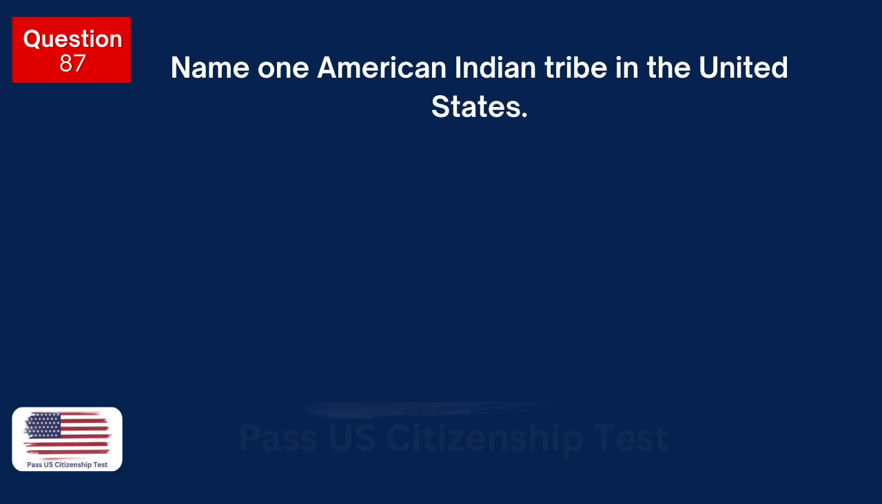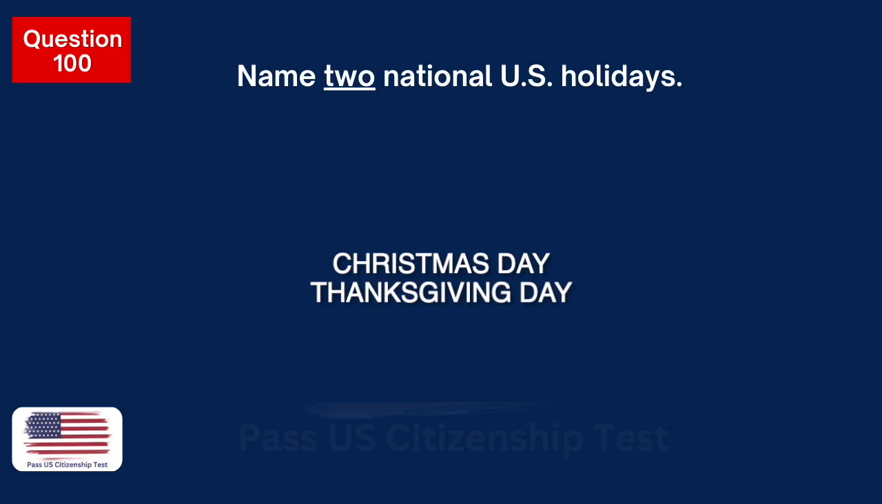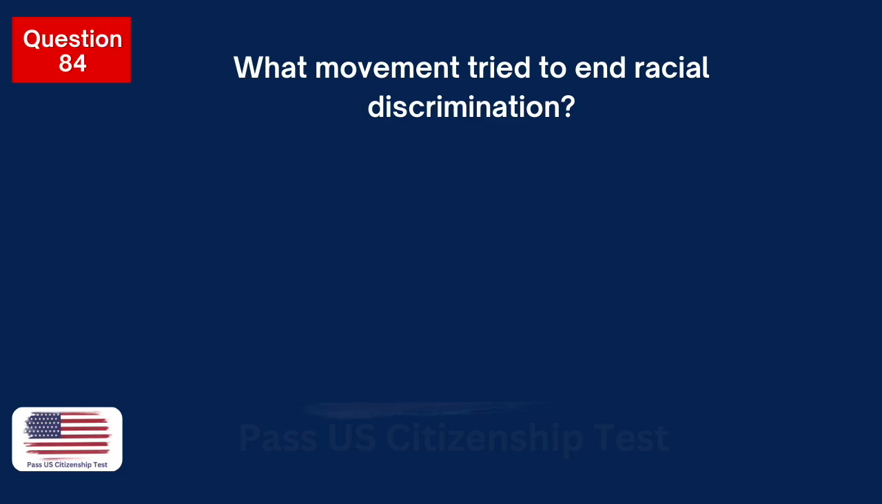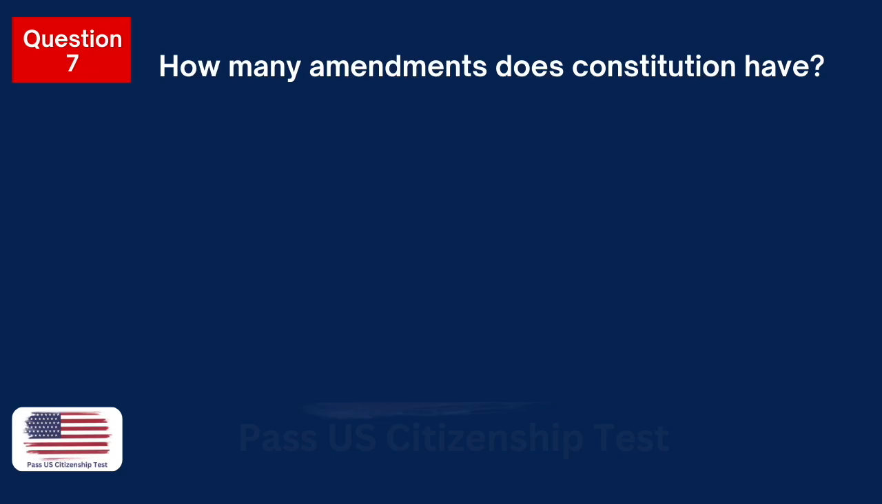Name one American Indian tribe in the United States. Cherokee. Name two national U.S. holidays. New Year's Day. Independence Day. What movement tried to end racial discrimination? Civil rights movement. How many amendments does the Constitution have?